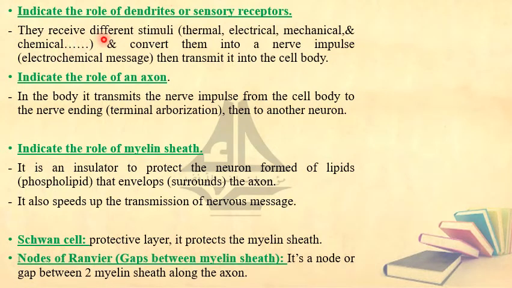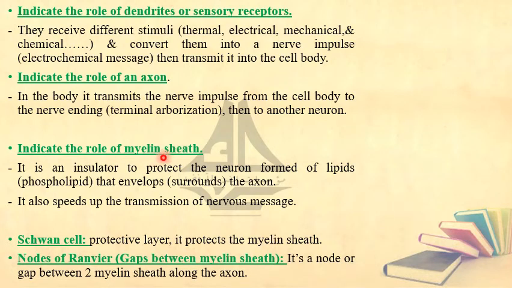So your nerve cell is going to receive the stimulus through the dendrites, and it is going to convert it into a nerve impulse, which is in the form of an electrochemical message, in order to transmit it to the cell body. What is the role of the axon? The axon is going to take the nervous message from the cell body to another neuron through the terminal arborization region.